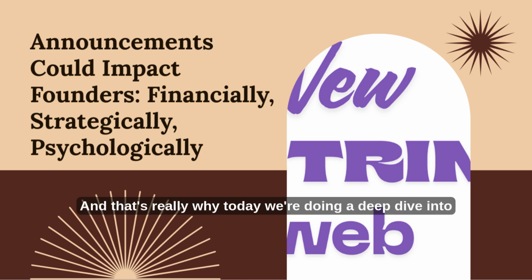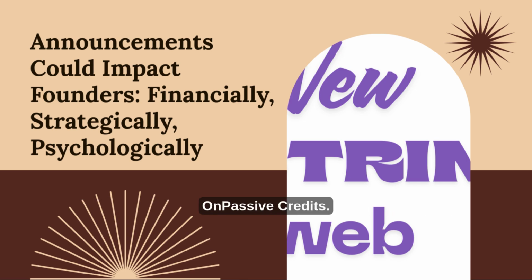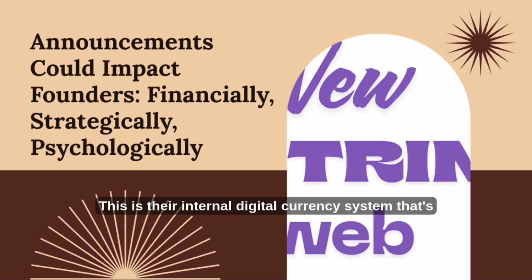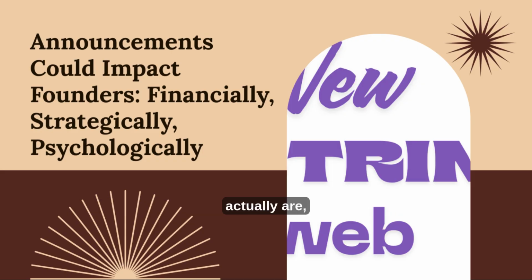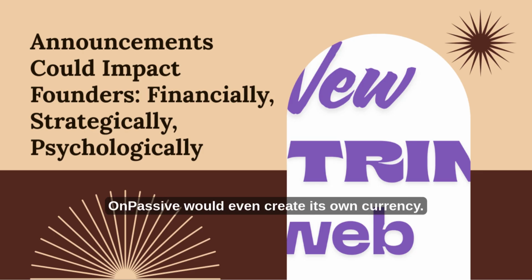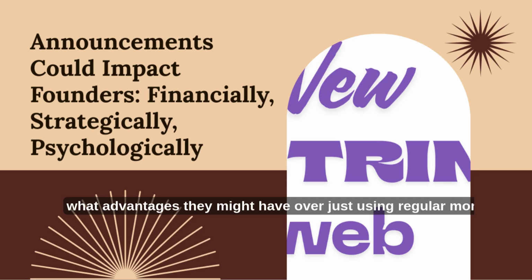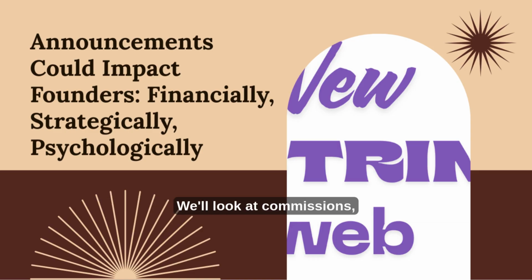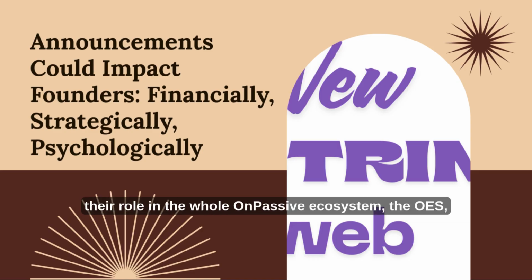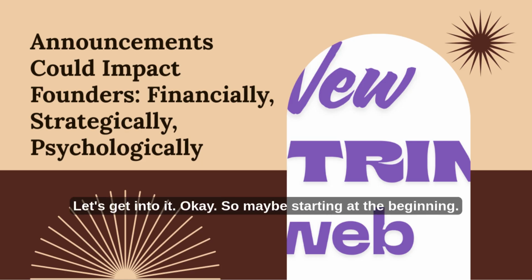And that's really why today we're doing a deep dive into OnPassive credits. This is their internal digital currency system that's designed to power their whole ecosystem. Our mission today really is to unpack what these credits actually are, understand why a company like OnPassive would even create its own currency, how they function day to day, and what advantages they might have over just using regular money. We'll look at commissions, their role in the whole OnPassive ecosystem, the OES, and where they see this going globally. Sounds great. Let's get into it.